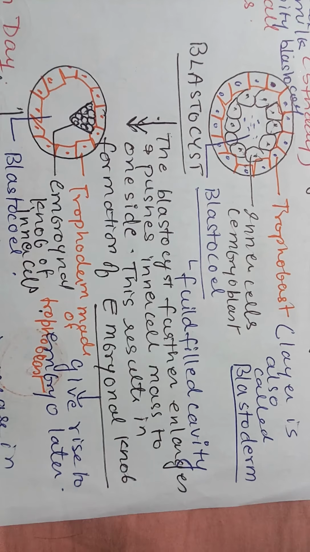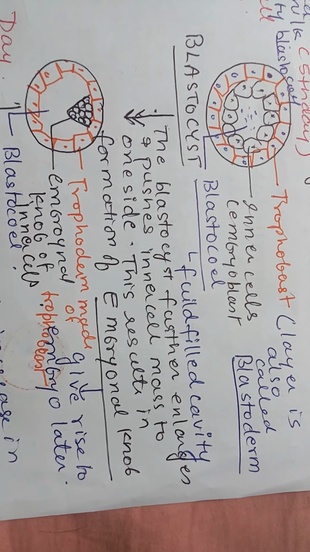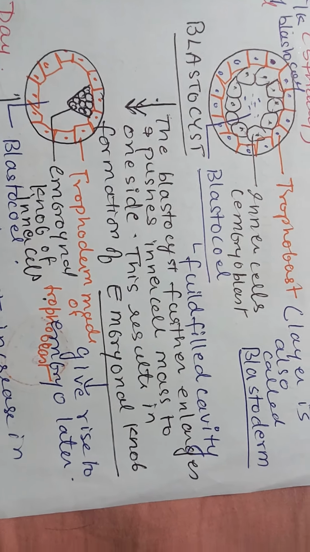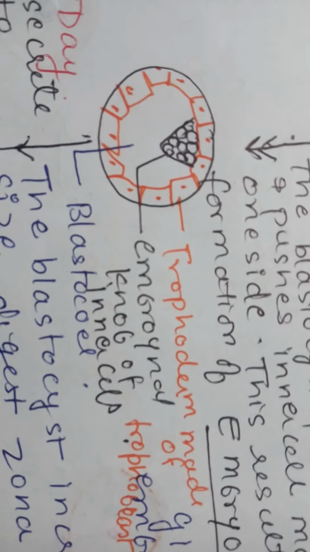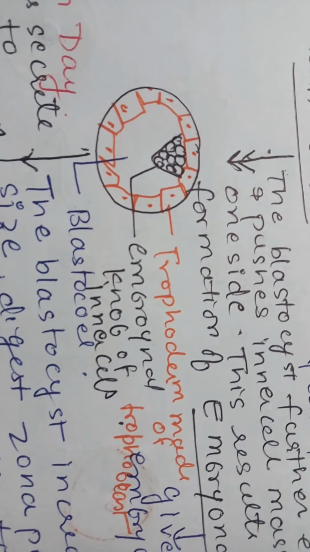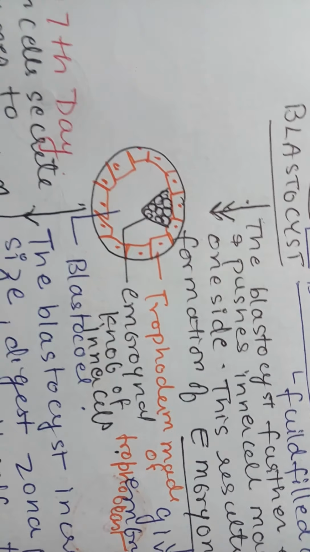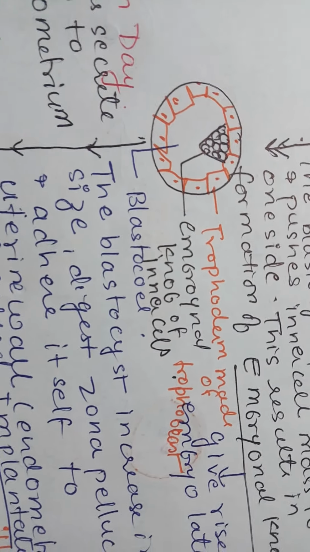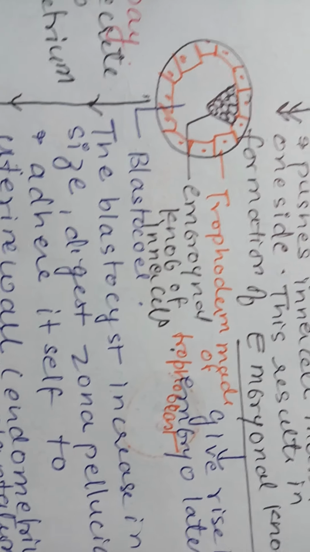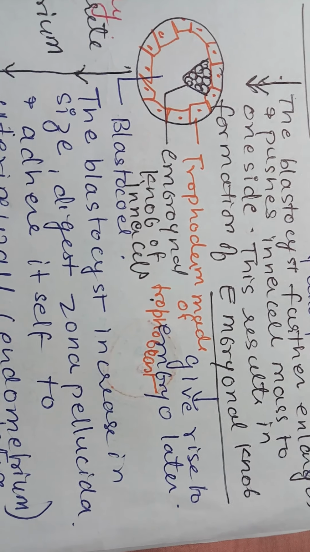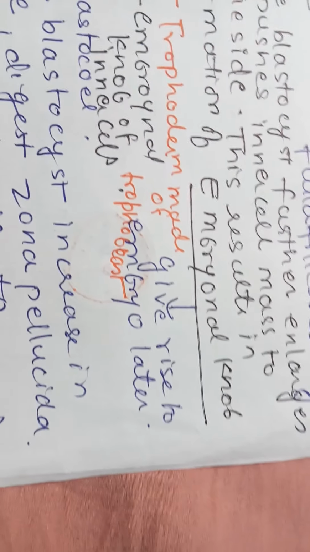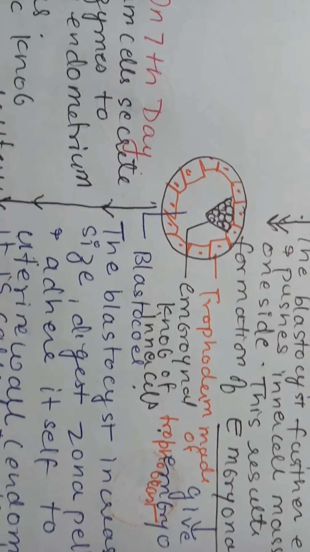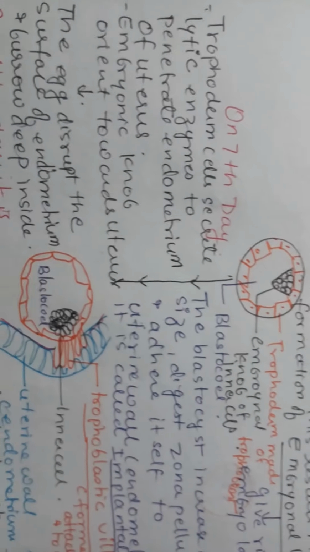The blastocyst further enlarges and pushes the inner cell mass to one side. This results in the formation of the embryonic knob. So you can see a knob like structure. This is how the inner cells are pushed to one side, and the blastocele is there, and this layer of cells, which is made up of trophoblast, is called trophoderm. The embryonic knob further gives rise to the embryo.